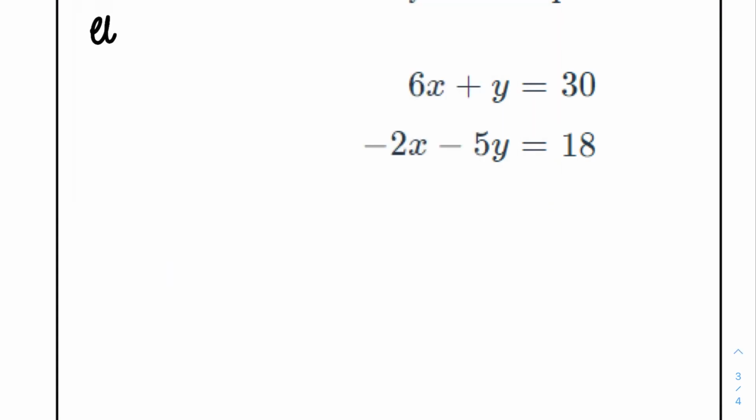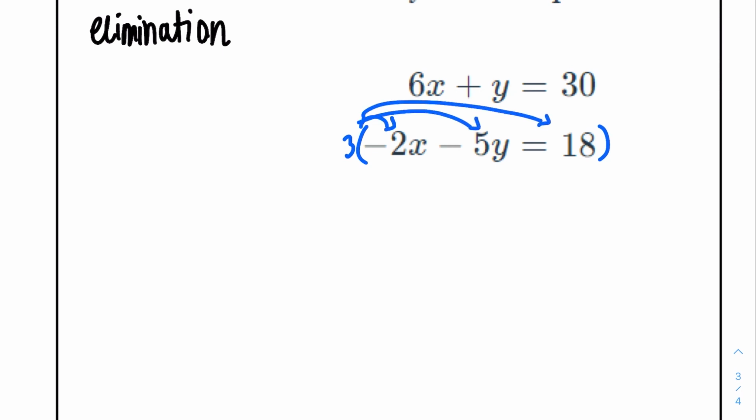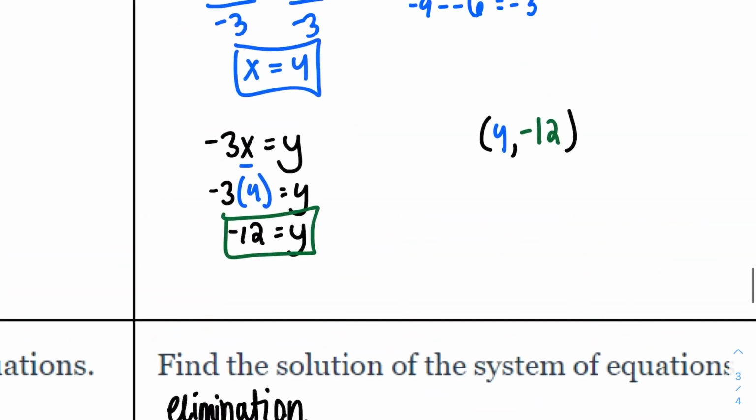In elimination, we have to get a common coefficient. So 6 and 2 aren't common, and neither is 1 and 5. So the question is, do I want to turn a 2 into a 6 or a 1 into a 5? For this one, I'm going to turn a 2 into a 6 by multiplying everything by 3. So we distribute. 2 times negative 3 gets us negative 6x minus 15y equals 18 times 3, which is 54. So this becomes our modified equation.